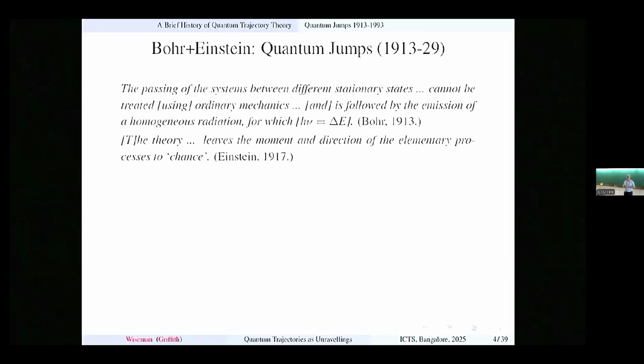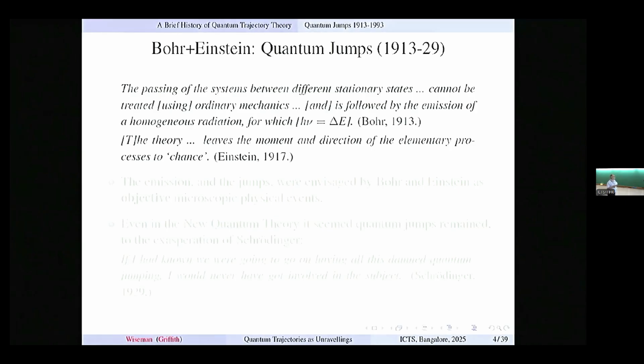Okay, so a brief history of quantum trajectory theory. I'm going to go back all the way to 1913, which is when quantum jumps were introduced into quantum theory by Bohr. And here's a quote from Bohr: "The passing of the systems between different stationary states cannot be treated using ordinary mechanics and is followed by the emission of a homogeneous radiation for which the frequency is given by this relation here involving Planck's constant."